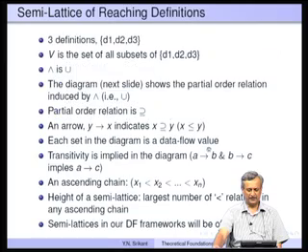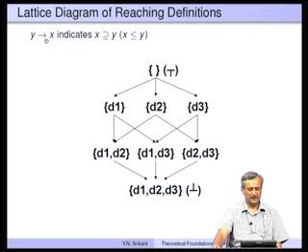So, in this case for example, x less than or equal to y is indicated by the arrow direction y to x. So, this is y, this is x. So, x less than or equal to y. The lower elements are all less than or equal to the top element in some sense. And this less than or equal to is the superset operator. Okay. So, this singleton D1 is a superset of the empty set. The full set D1, D2, D3 is a superset of D1, D2 and so on.